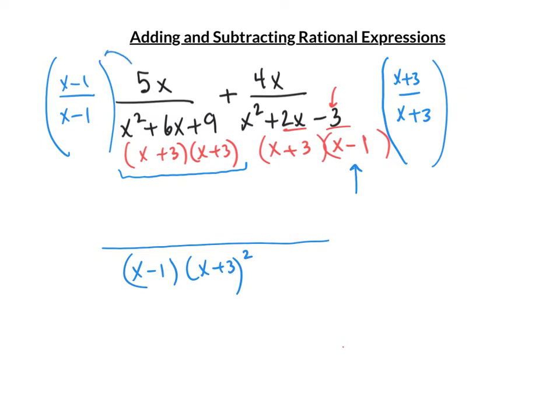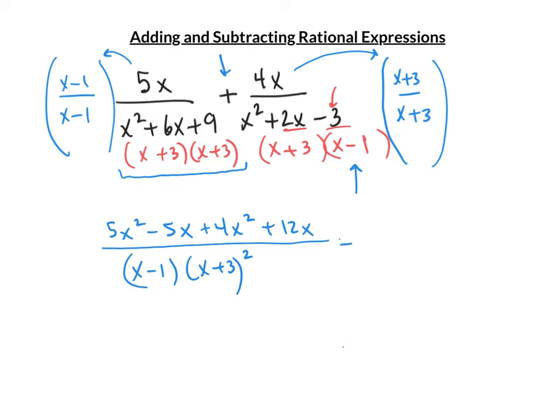I'm going to distribute here. 5x times x is 5x squared. 5x times 1 is negative 5x. And I'm going to distribute 4x to x plus 3. 4x times x is 4x squared. And 4x times 3 is 12x. Notice this was a plus. I didn't have to worry about distributing the negative.